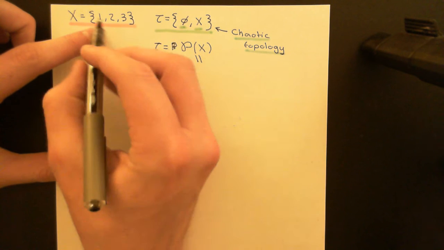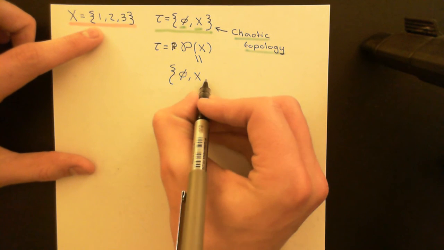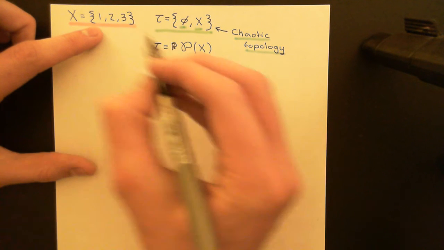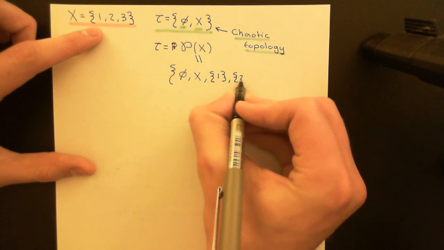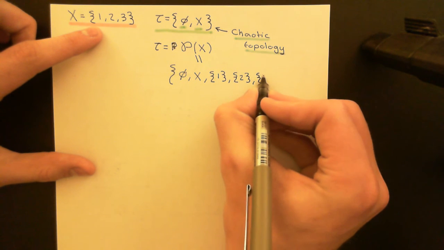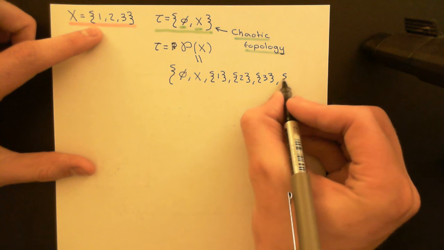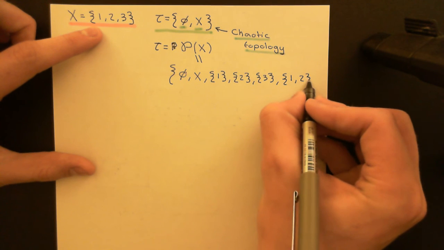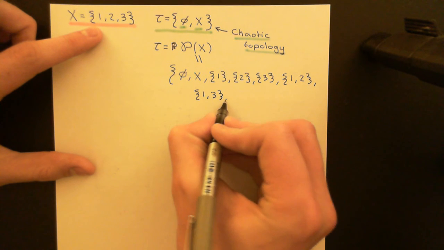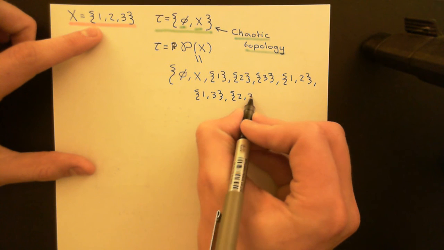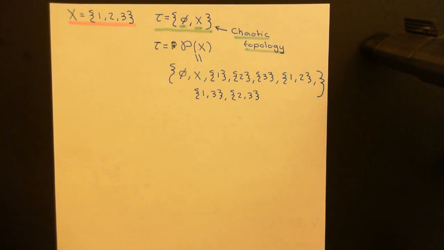Okay, so it's the set containing all subsets of this. So we'll have the empty set and the entire set in there instantly, but then we'll have all the subsets that just contain a single element. So we'll have the subset containing just 1, the subset containing just 2, the subset containing just 3, and then we'll have all subsets that contain 2 elements, so we'll have all possible combinations of 2 elements. So we'll have the subset containing 1, 2, the subset containing 1 and 3, and finally the subset that contains 2 and 3, like so. Okay, so there is the power set of X in this case.